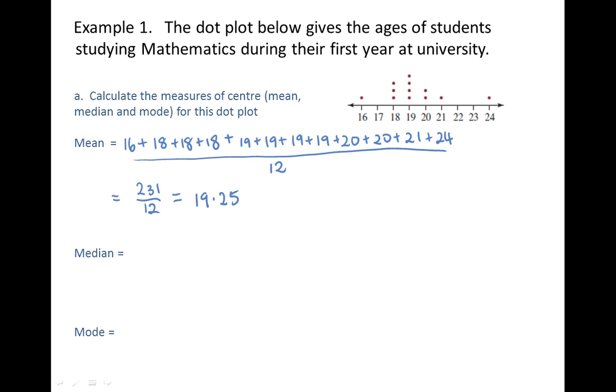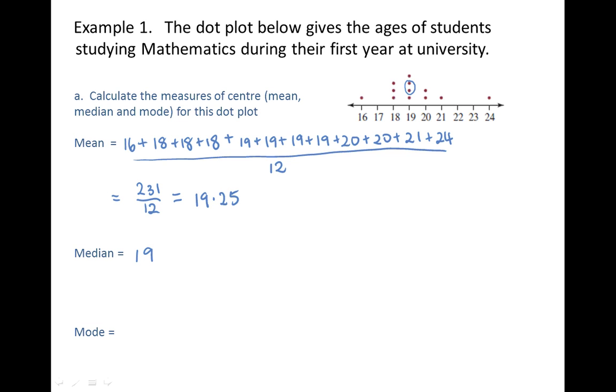Now our median is the middle value. We can find this in two ways. We can look at our dot plot. Given that we have 12 values, our median value will be in the middle of the 6th and 7th value. So just having a look at our 6th and 7th values over here, 1, 2, 3, 4, 5, 6, 7. So it's in between these 2 points here, which both happen to be 19. And the middle of 19 and 19, of course, is 19.